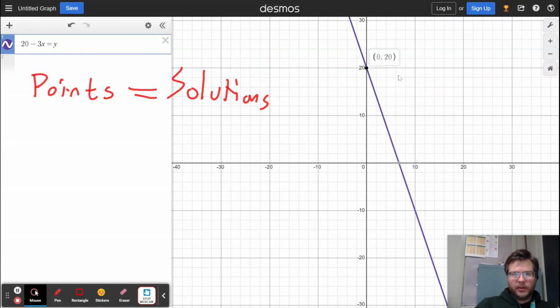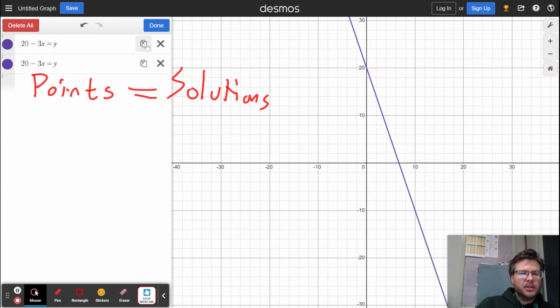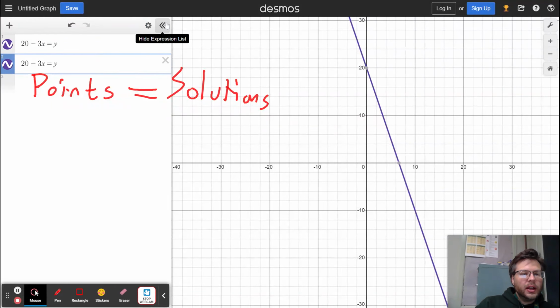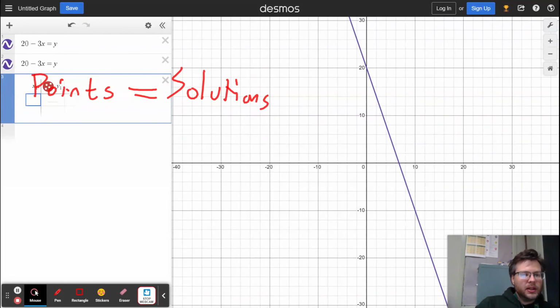Another solution I can find if I slide down to when x is equal to 1. It will let me. 1, comma 17. That's another solution. Down here, 2, comma 14. That's another solution. In fact, Desmos can do this for me kind of nicely. If I just go here and make this into a table, there we go. If I make it into a table, is this going to work for me? Maybe not. I thought there was a way to make Desmos make it into a table. That's okay.